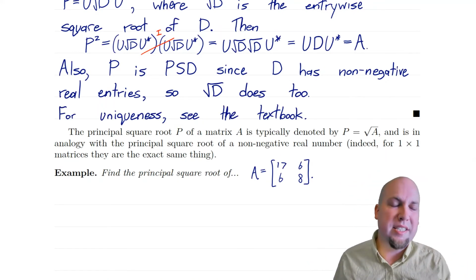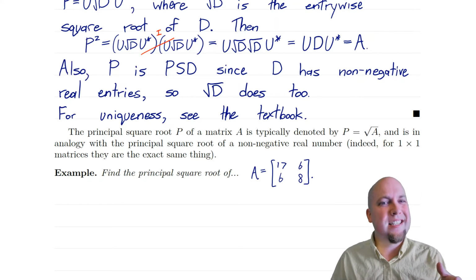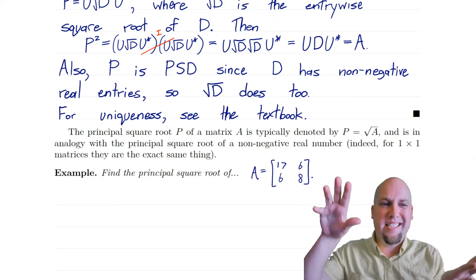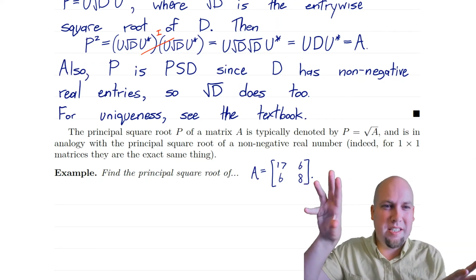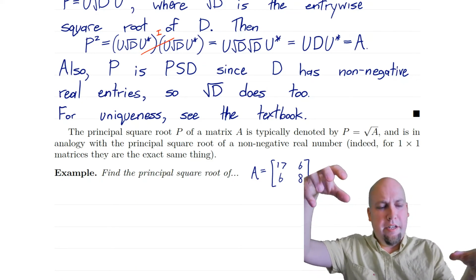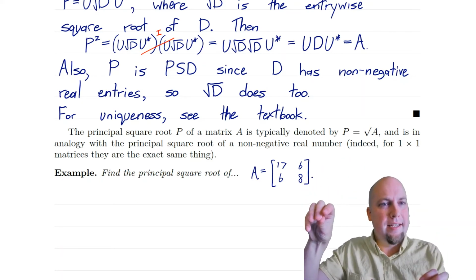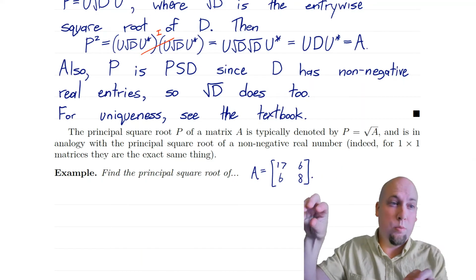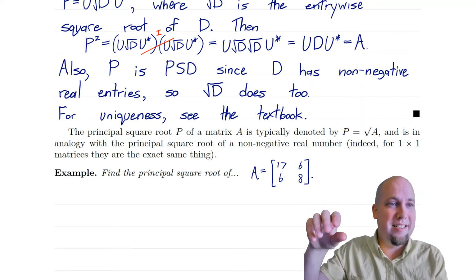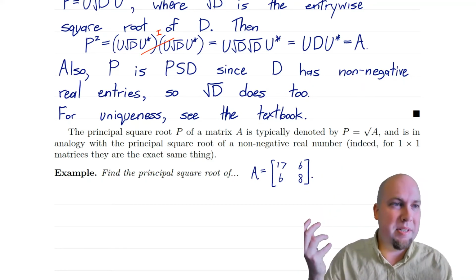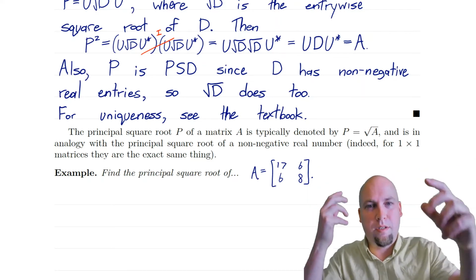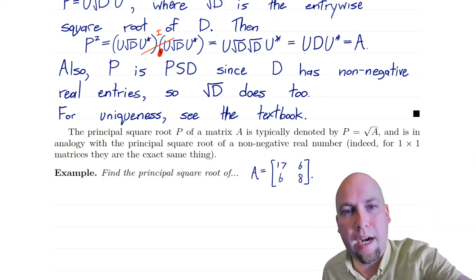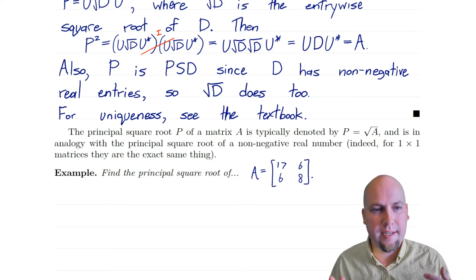Uniqueness, we're going to leave to the textbook. The rough idea is that as long as your matrix is normal, its eigendecomposition completely determines the matrix. Any square root of A has eigenvalues that have to be the square roots of the eigenvalues of A, and its eigenvectors have to be the same as the eigenvectors of A. Then you can roughly just do this argument backwards, with some technicalities in it.